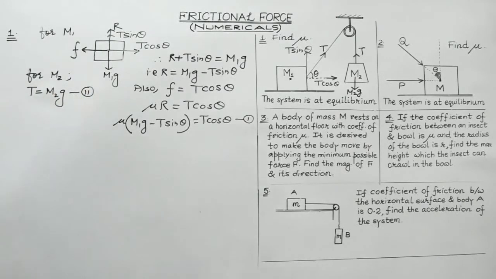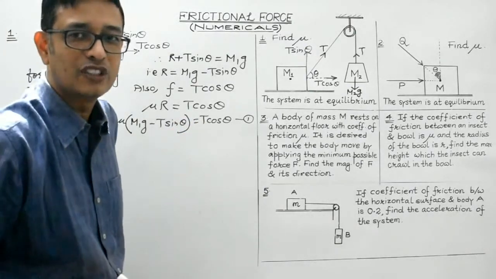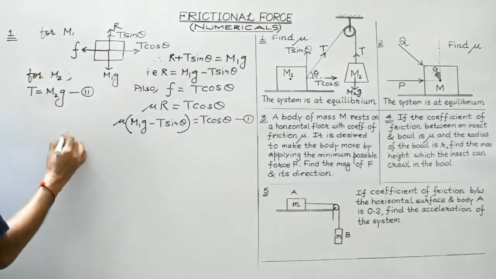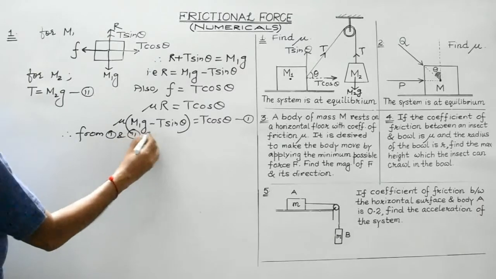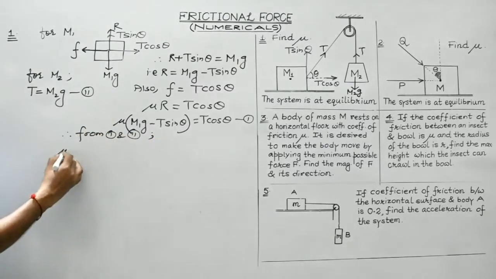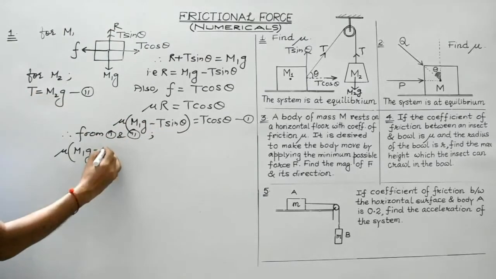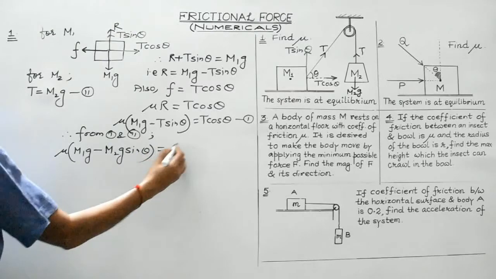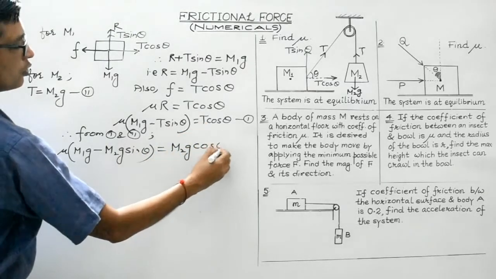So students, simply substitute this value of T as M2G over here, and then we can easily solve for the expression for coefficient of static friction, right? Therefore, from 1 and 2, what we get is mu M1G minus, in place of T you can write M2G sin theta, is equal to, in place of T you have to substitute M2G cos theta.